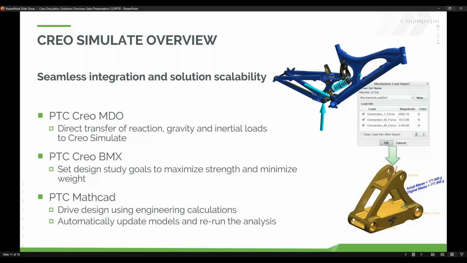You can go into BMX, which is called behavioral modeling. That will let you go in and do optimizations. You can specify goals to set. You can look for a maximum strength. You can look for a minimum weight. You can look for maximum volume. And you can take those values and again port those directly into your Simulate process so that you don't have to go back and redo them.